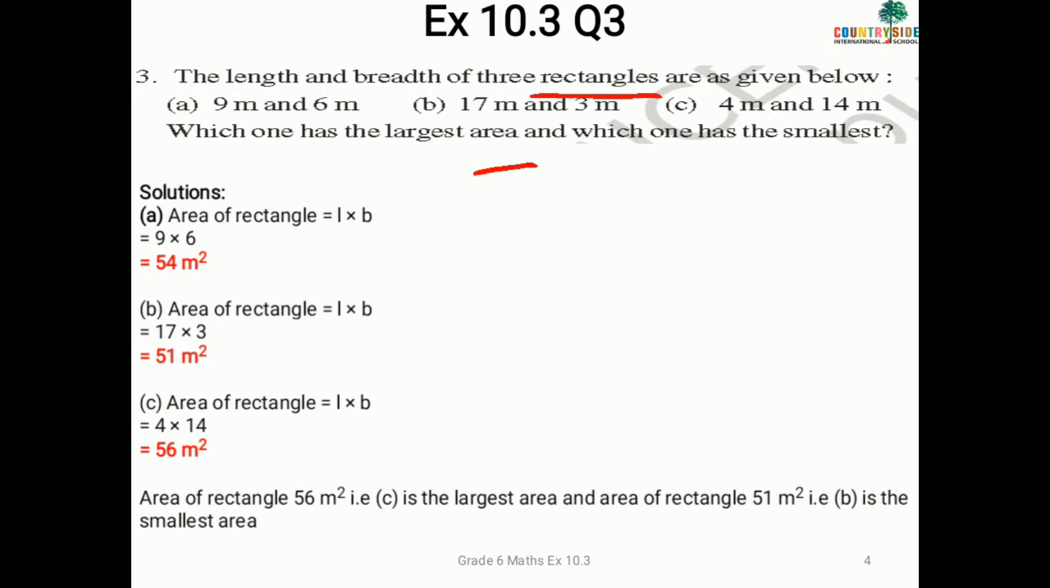Okay, so now let's start with question number 4. Now read the question very properly. The area of a rectangular garden 50 meter long is 300 square meter. Find the width. Okay, so here area is given to you and the length is given to you. You just have to find this breadth.